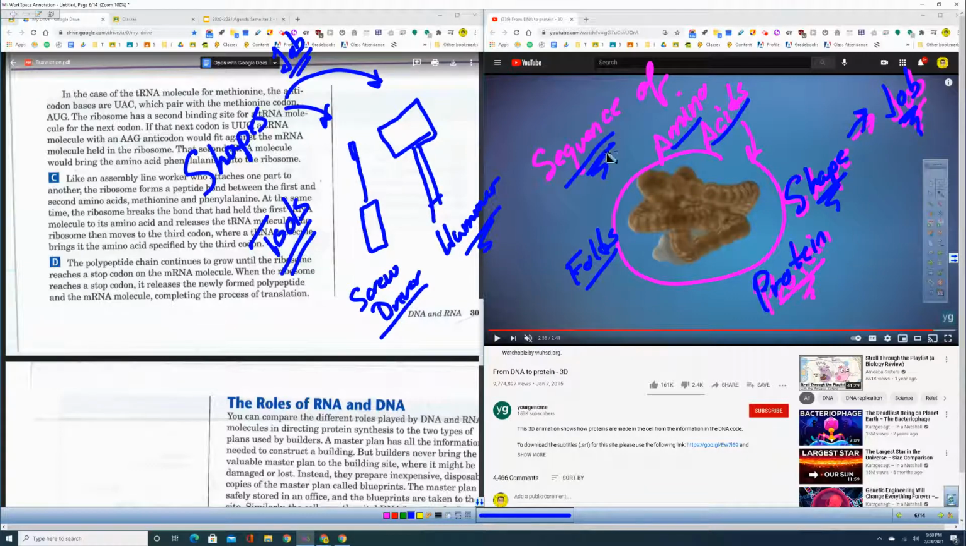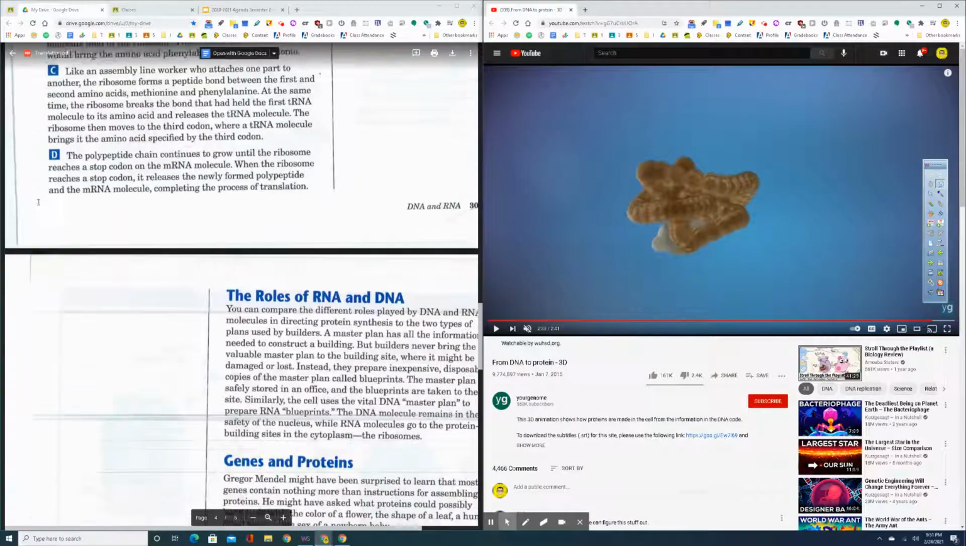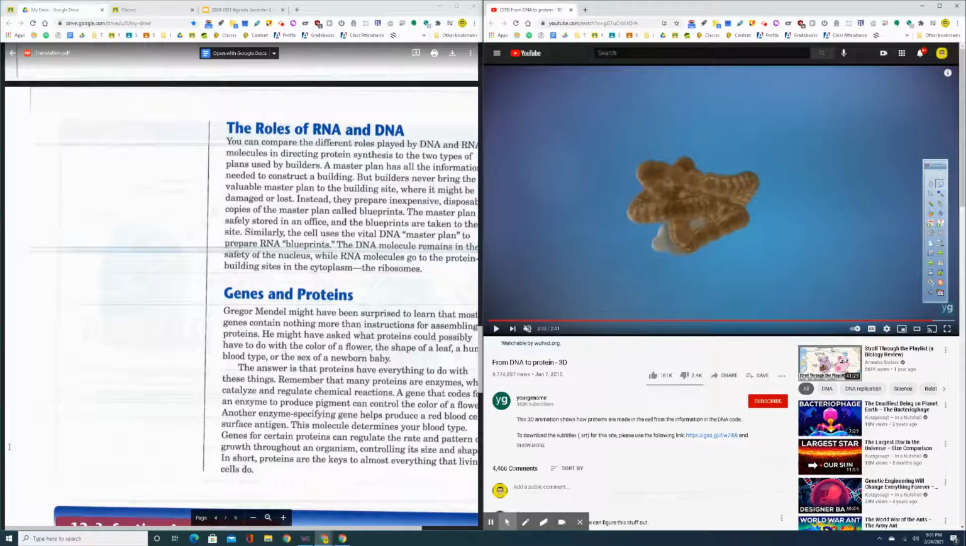So proteins that have different amino acid sequences will have different shapes and therefore have different jobs. So it's very important that you understand that concept. That's probably one of the most difficult concepts for biology students to understand at any level, not just high school level, but even college level. So it's very important that you guys understand this concept. So now let's finish up the reading here.